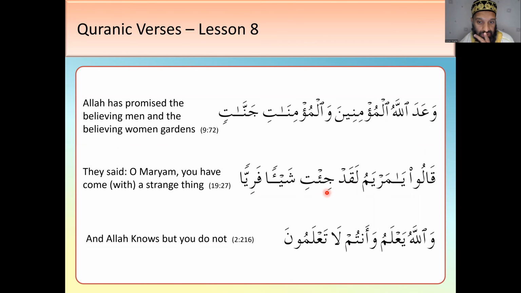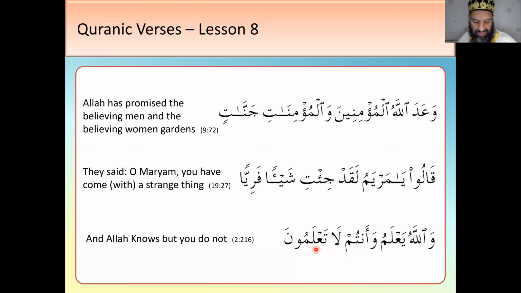Ji'ti is a word that we've not done. Have we done it? Yes, we did, with the pattern katabti. But ji'ti looks different because it's a weak verb. Ji'ti comes from ja'a, you know ja'a. Ji'ti means you came, but it's feminine. Shay'an fariya, something strange. And we did this one: wallahu ya'lamu, and Allah knows, wa antum la ta'lamuna, and you all do not know.